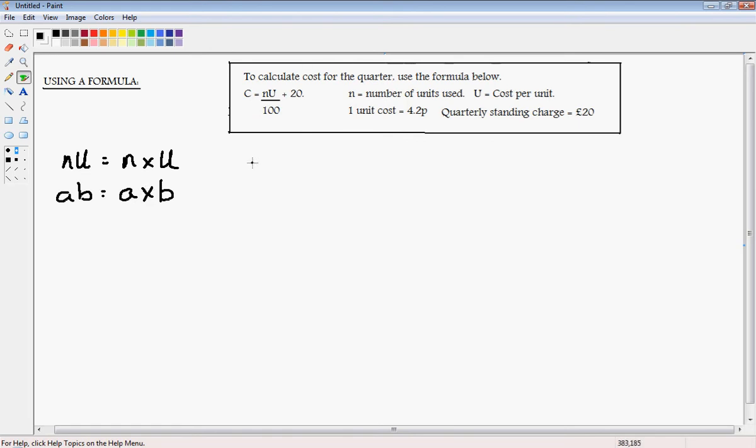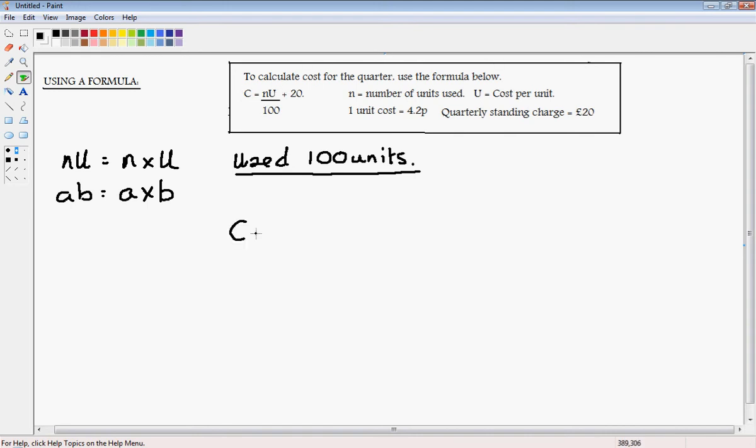So let's say we've used 100 units. Okay, so we've used 100 units of whatever it is, gas, electricity. Now we can put this into our equation. This is called an equation or a formula.